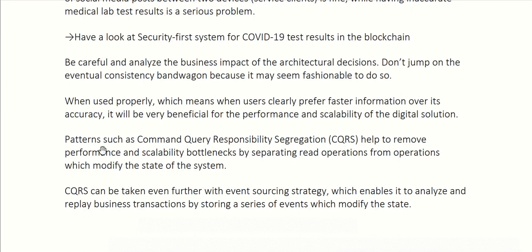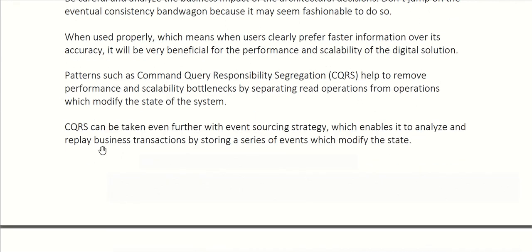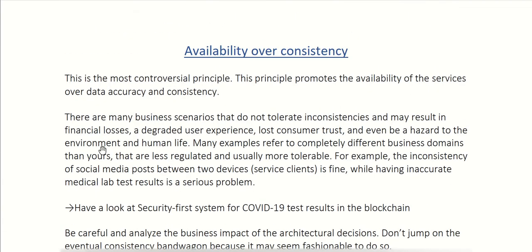Patterns such as command query responsibility segregation (CQRS) help to remove performance and scalability bottlenecks by separating read operations from operations which modify the state of the system. That's called command query responsibility segregation. CQRS can be taken even further with the event sourcing strategy, which enables you to analyze and replay business transactions by storing a series of events which modify the state. So that's related to availability over consistency.